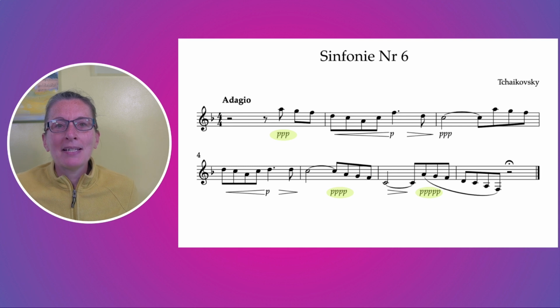The best way to practice a piece such as this one is to start with the softest bar and ascertain how soft you can play without compromising the quality of sound or tone that you're making. You would then need to grade the rest of the dynamics accordingly.